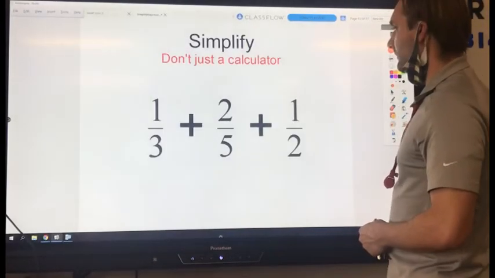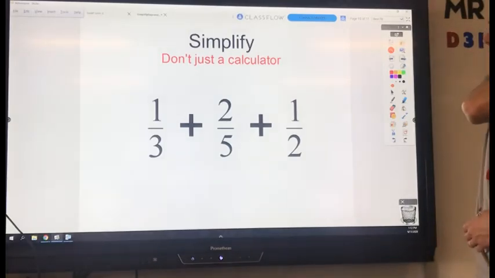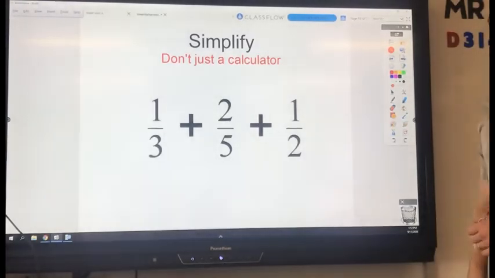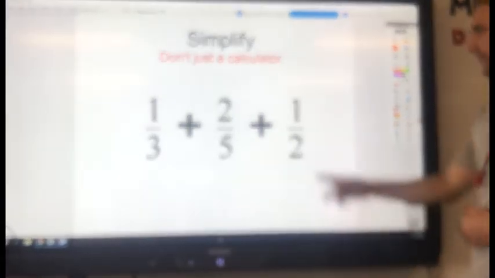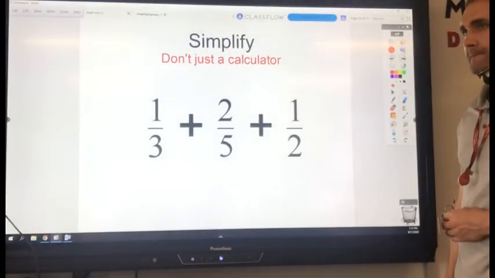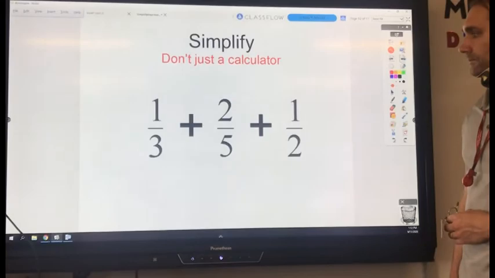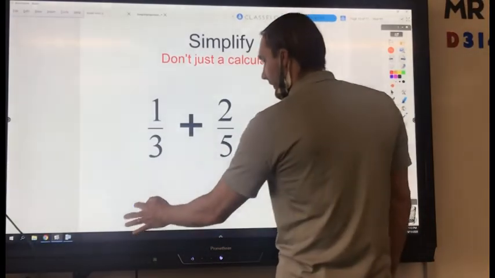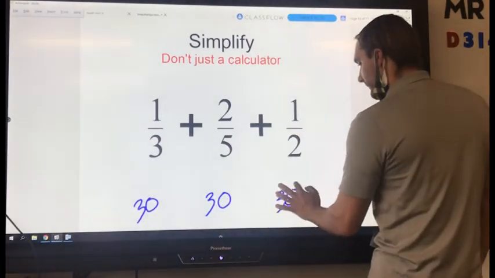One more. Without using a calculator, let's see if we can add these fractions together. What would be my common denominator? Again, doesn't have to be the least, but a common denominator that all three of these numbers go into. 30. 3 goes into 30 and 5 and 2, that looks like a good number. Not sure if it's the least, but we'll find out.